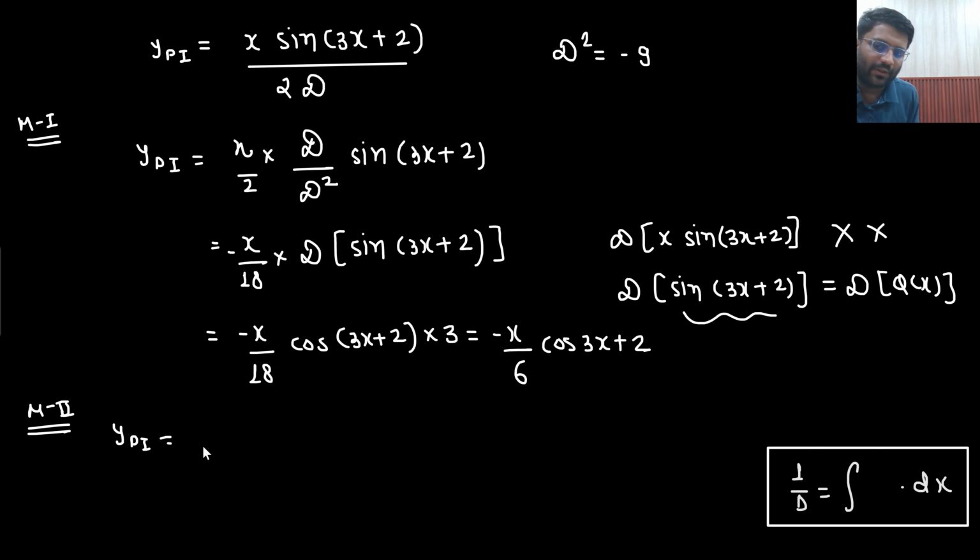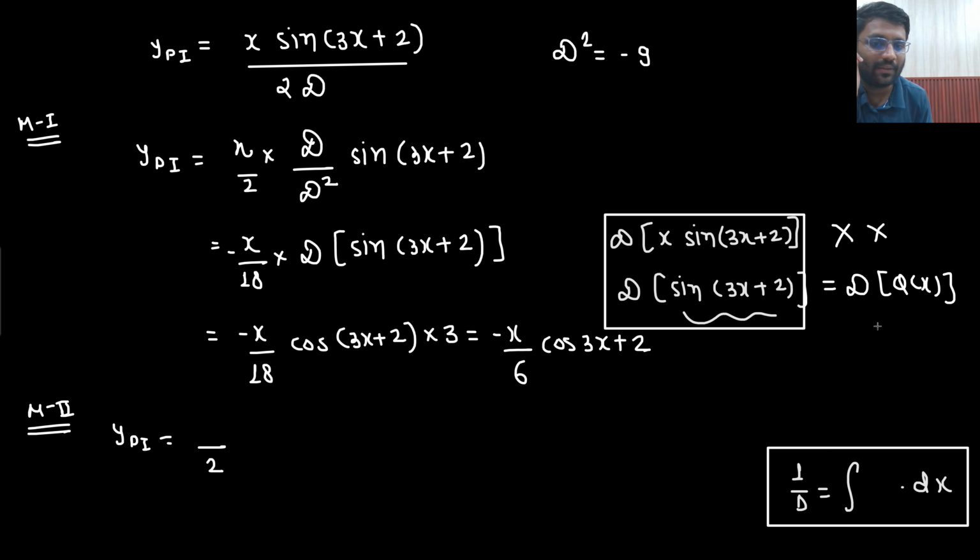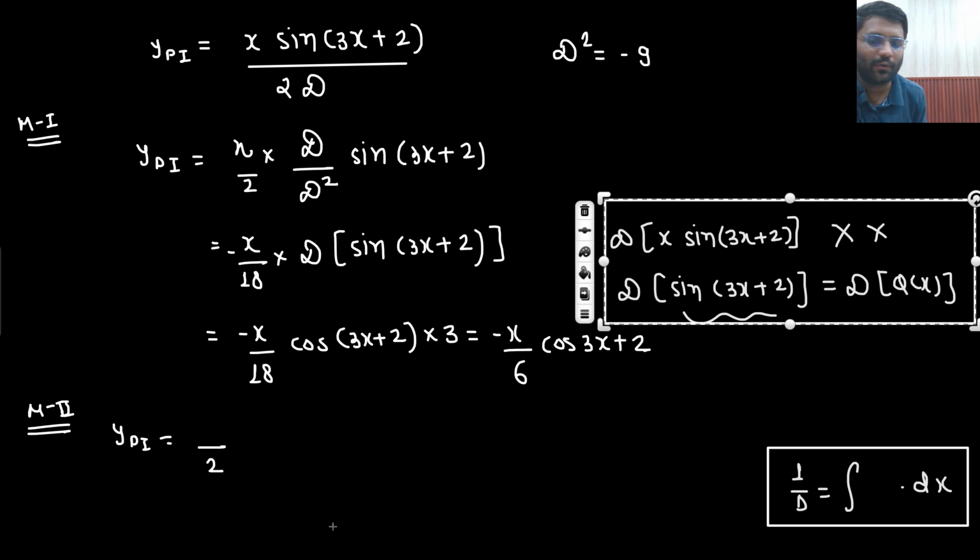Sir, 1 by 2 is a constant value. I can take it outside. Can I take x outside as well? Because, sir, I know that 1 by d I will be replacing with integral. So integral will be performed on what? Integral, sir, will be performed on the qx only. No, whatever the operation that you are going to do, that will be performed on qx only. This x has been multiplied from our side. That will remain as it is.